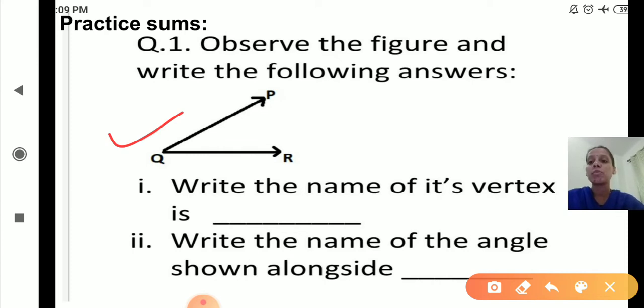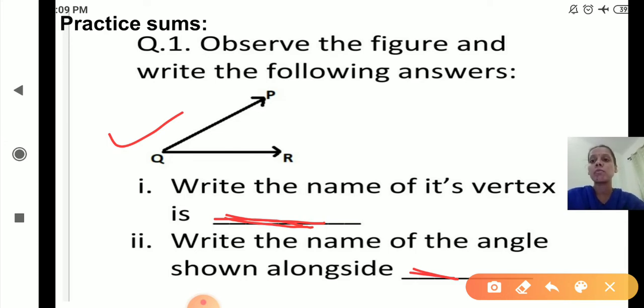So the first one is write the name of its vertex. You will write down the name of the vertex. And the second one is write the name of the angle shown alongside. You will write down the name of the angle. This sum you will solve in your notebook. So write down this question. Question number 1, observe the figure and write the following answers. As you are writing this in your notebook, you will write down these answers. But in the exam, if this type of question comes, then we will give you options. From those options you will click on the correct option, that is the correct answer.